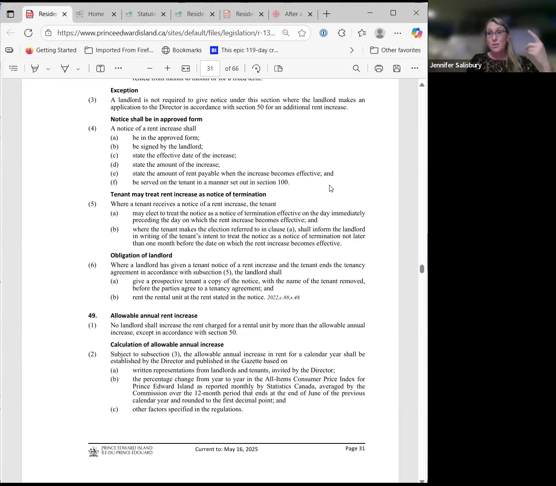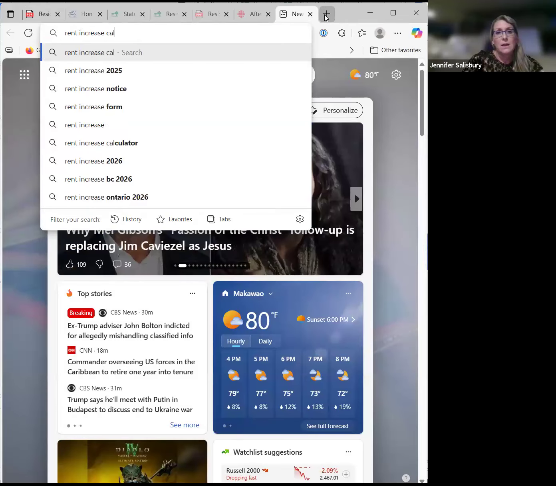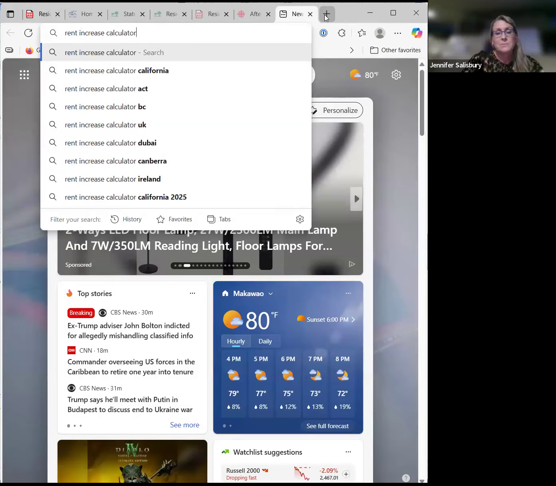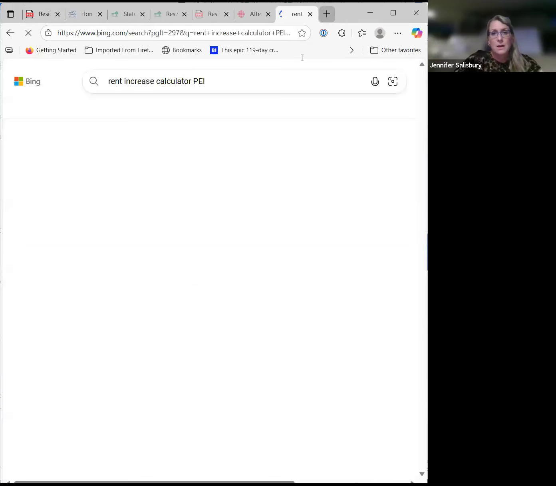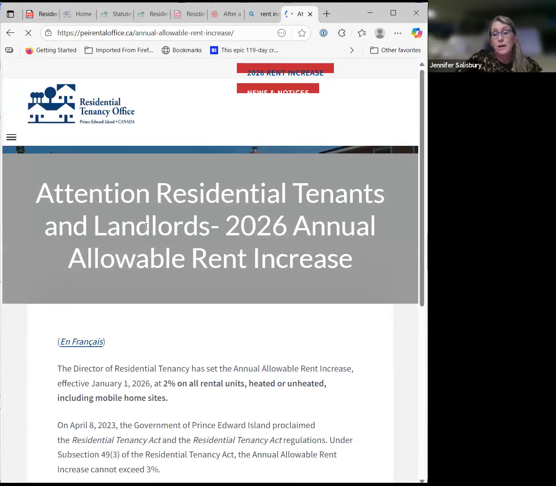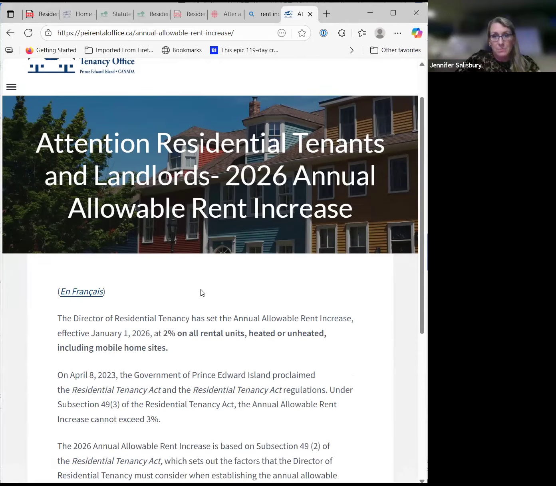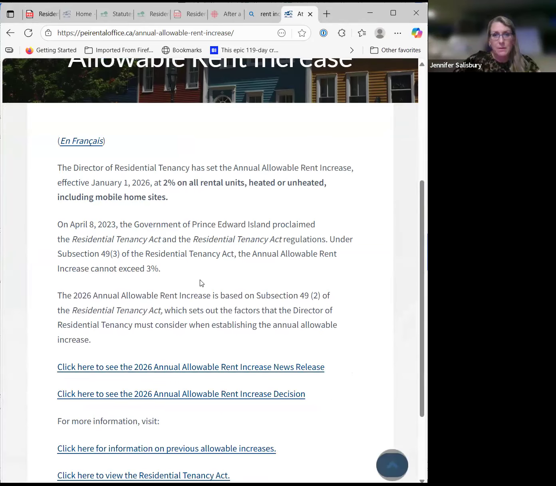In fact, I even go one step further. There's usually a rent increase calculator, and I'm assuming there is one for PEI. In fact, let's look right here. Rent increase calculator, PEI. PEI rents. I wonder if there is one. I know there's one in BC, and what I do in BC is I do all the rental increase notices, and then I actually print the calculator from BC, and I include that with the rent increase. I do all of that so that they can see it's not just me making it up.